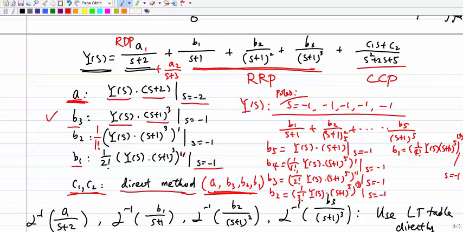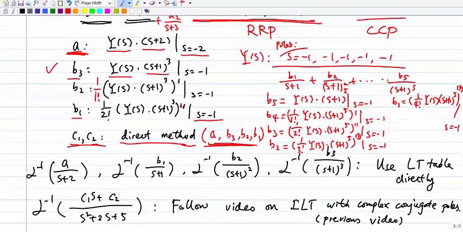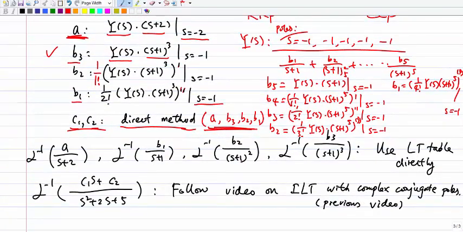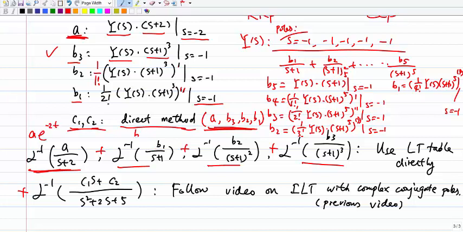Okay. Then after that, you can use the linear property. Okay, the original function y of s is just given by the sum of the 5. Basically, it's this guy plus this guy plus this guy plus this guy and plus this guy. Of course, this one is fairly easy to figure out because this is exponential. It's given by a e to the minus 2t. This is b1 e to the minus t.